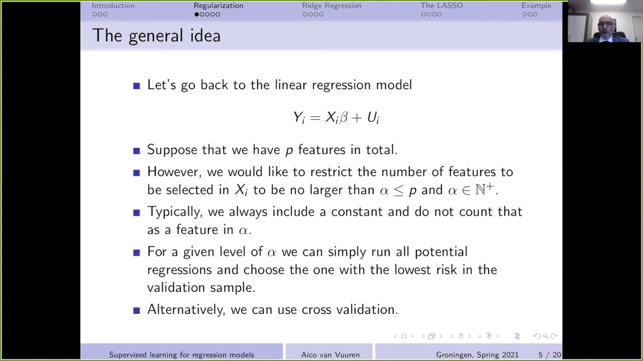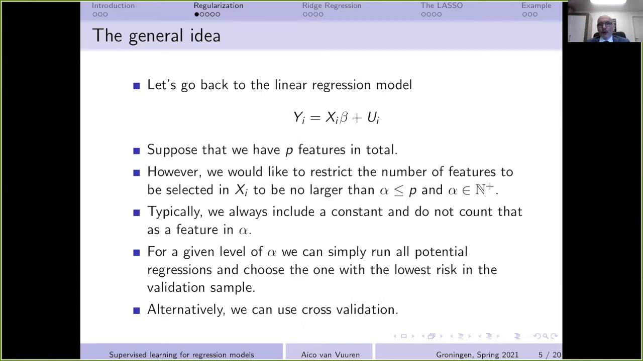Well, then we can go on. We can go from alpha being equal to 1 to alpha being equal to 2. And then again, we can do all the potential regressions. This is now going to be a little bit more, because with alpha equal to 1 we can only do p regressions. With alpha equal to 2, we have potentially p times (p minus 1) different regressions. But we can do all those regressions, and then we do exactly the same. We look at either the validation risk or the cross-validation risk, and we choose the best performing model for alpha being equal to 2.